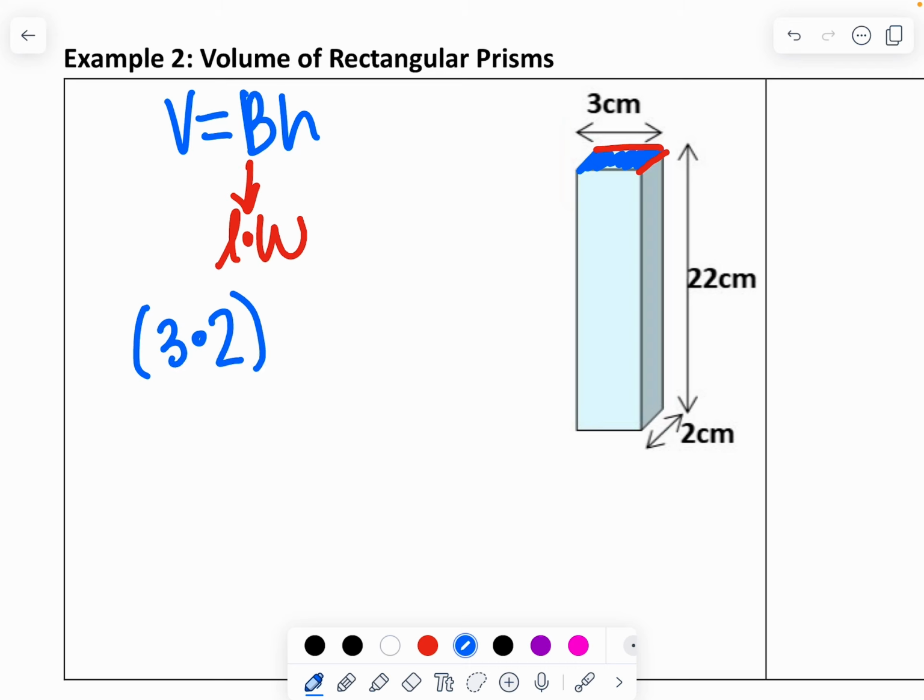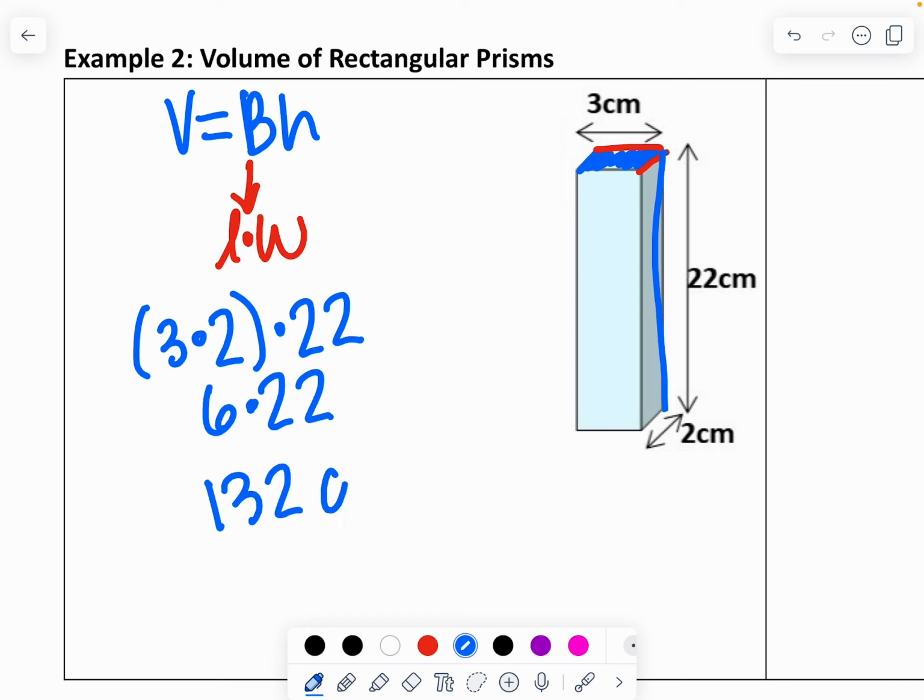We do not use a half. We only multiply by 1/2 when it is a triangle. So we do 3 times 2 to get the base, and then we multiply by the height of the rectangular prism, which is 22. So we get 3 times 2 times 22. Well, 3 times 2 is 6, and then 6 times 22, you can do it in your calculator, and you should get 132 centimeters cubed would be our answer.